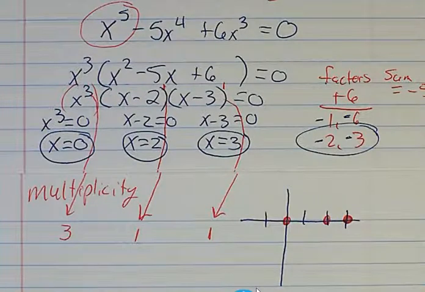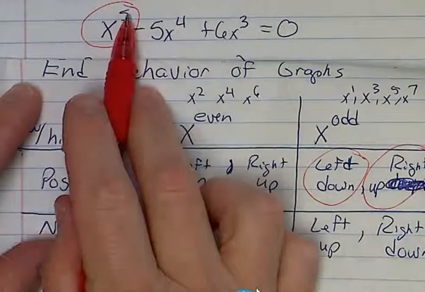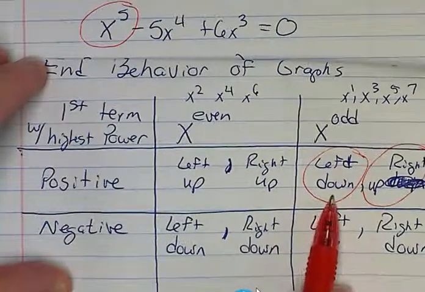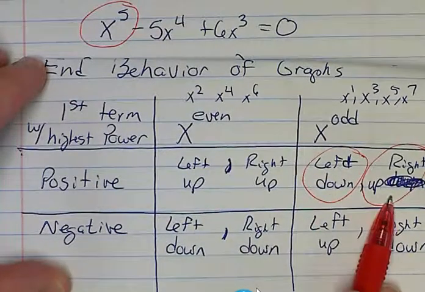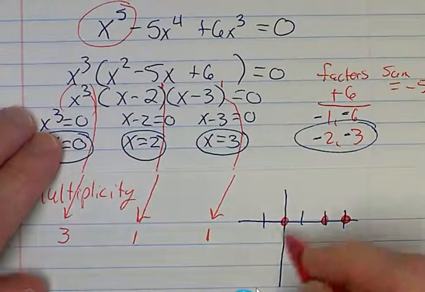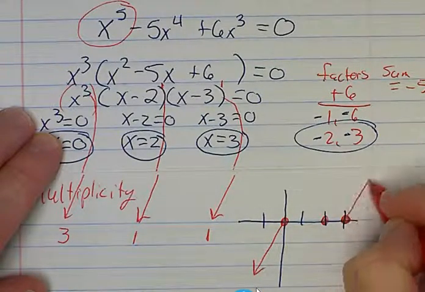And that's where we go back to the chart that we had yesterday. If it was x to an odd power, and that number was positive, so back to what we did yesterday, that's x to an odd power, so we're over here in this column, and since that's positive, we need the left side to go down and the right side to go up. So you take the leftmost point that you have now, and it's going to go down. You take the rightmost point that you have, and it's got to go up.